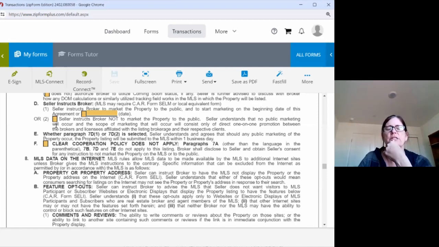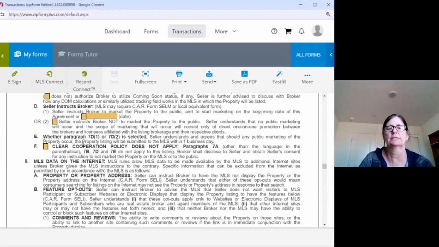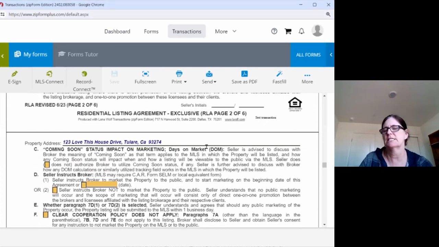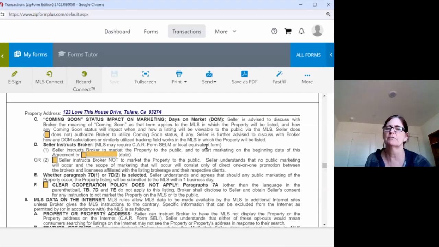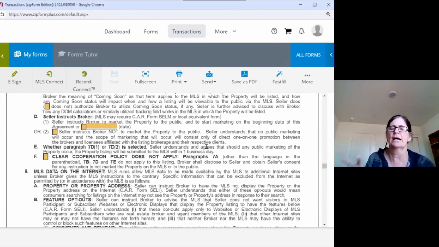And then there's, if the clear cooperation policy applies, it talks about that up here, which is the whole public marketing thing. And then down here is a box if it doesn't apply. I would just suggest you guys read this section in detail. I mean, you should read the entire form and be familiar with what it says, but read this section in detail. And again, reach out to your MLS so you understand what is allowed or not allowed.